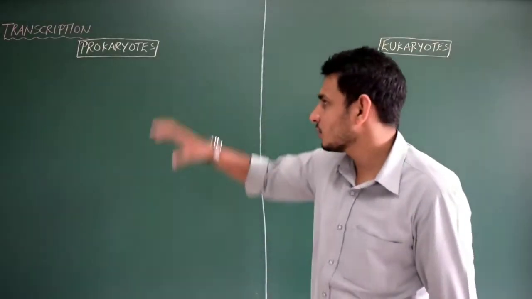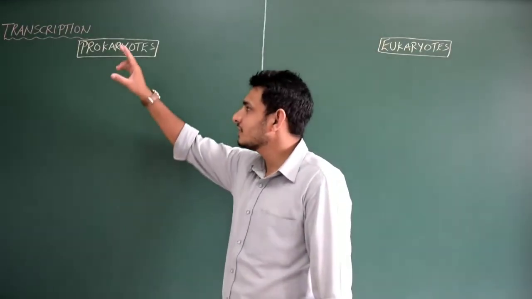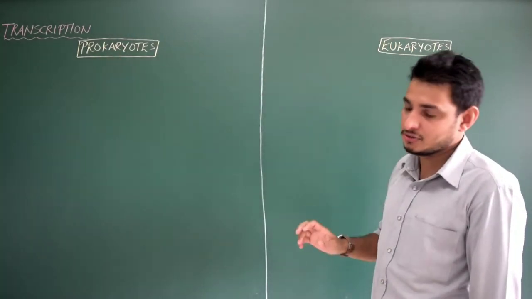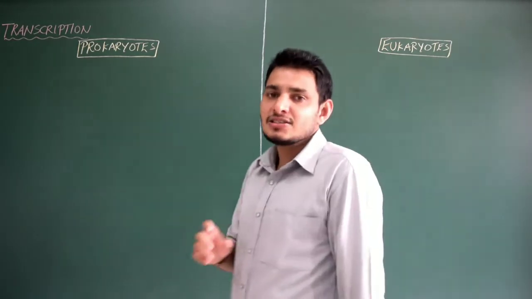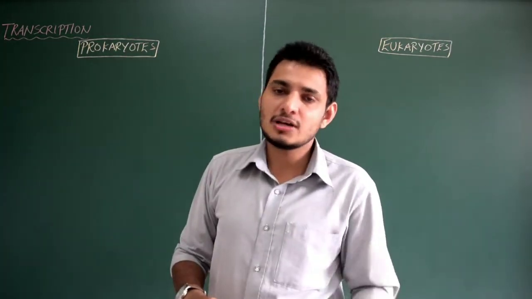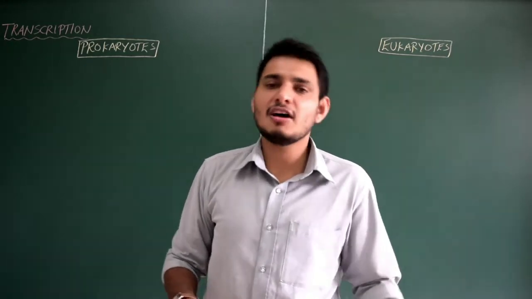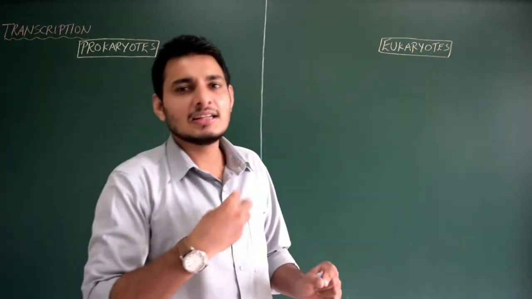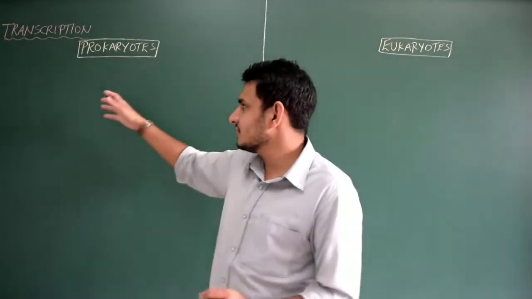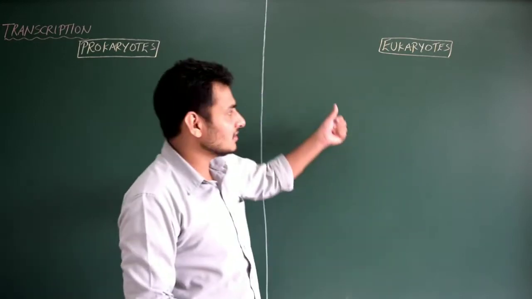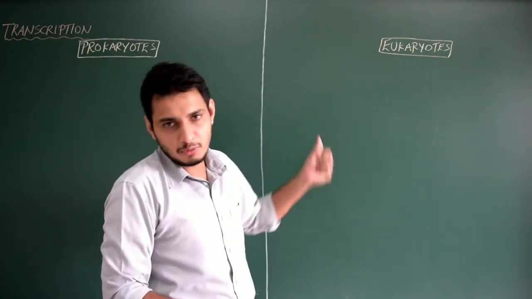In this session, we are going to talk about the mechanism of transcription in prokaryotes as well as in eukaryotes. In the initial stages of transcription, both in prokaryotes as well as eukaryotes, the mechanism of RNA synthesis is the same. Exceptions are there, like the RNA polymerase. In prokaryotes, only one RNA polymerase is enough. In eukaryotes, there are different types of RNA polymerases.